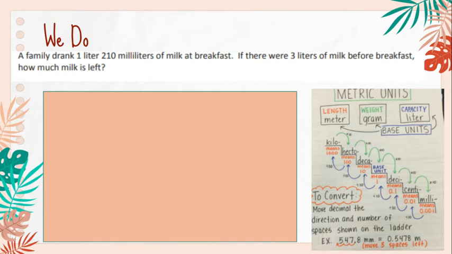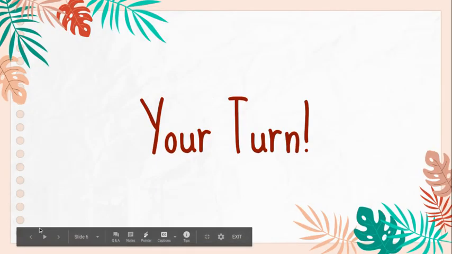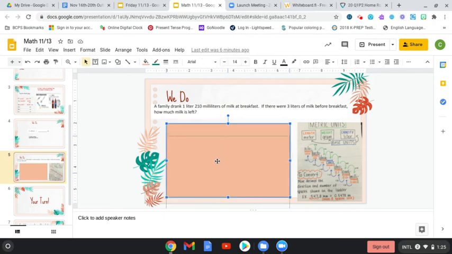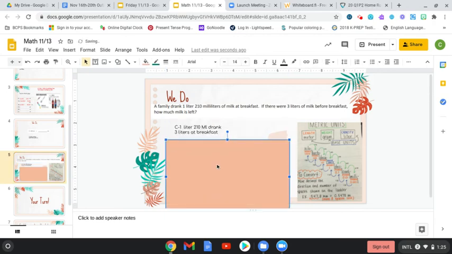Now this is a word problem, and I'm going to approach this with CUBES. It says, a family drank 1 liter, 210 milliliters of milk at breakfast. If there were 3 liters of milk before breakfast, how much milk is left? Now, in CUBES, I start with C, and C stands for circle important numbers. Now, the family drank 1 liter and 210 milliliters of milk. So 1 liter, 210 milliliters was drank.